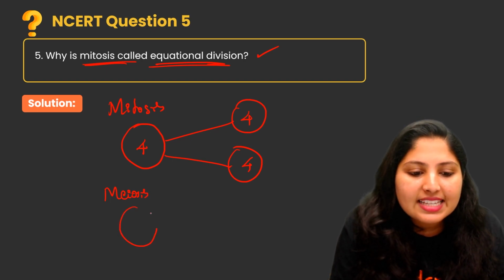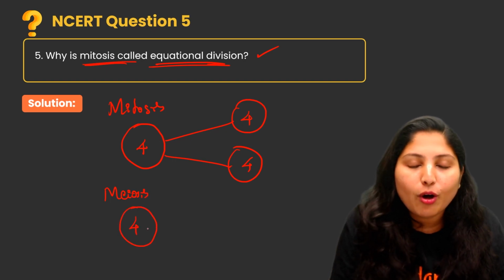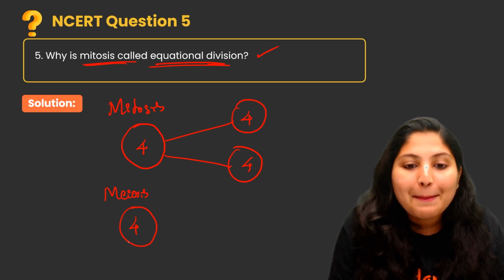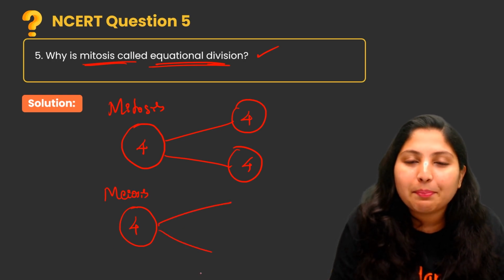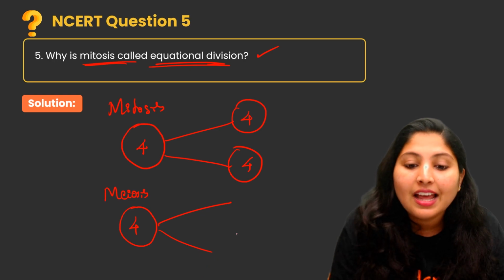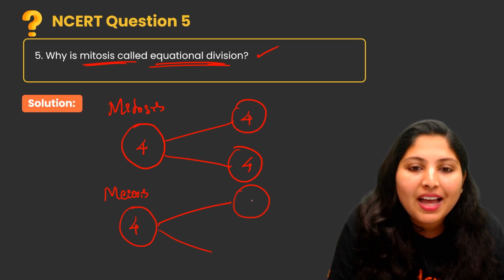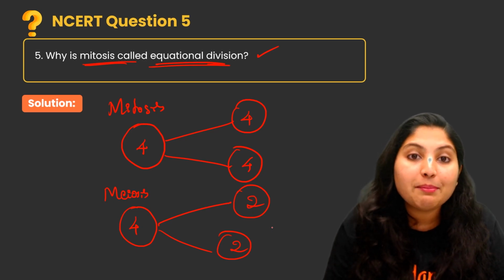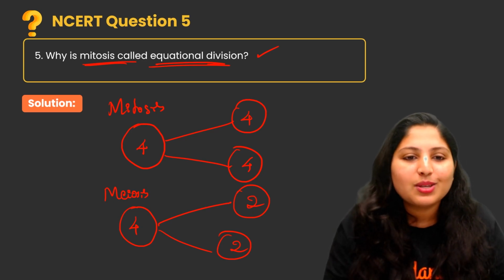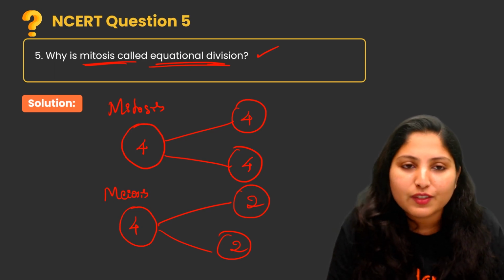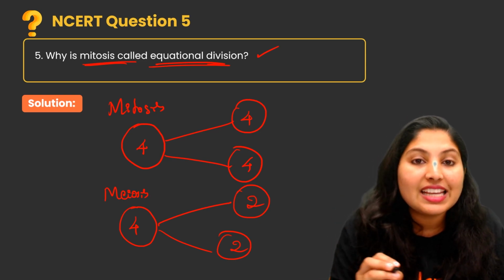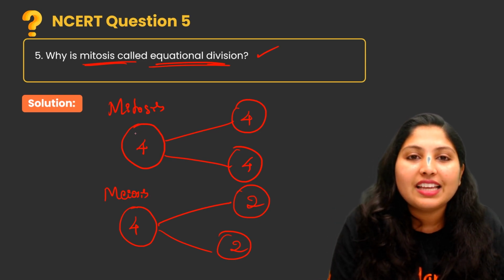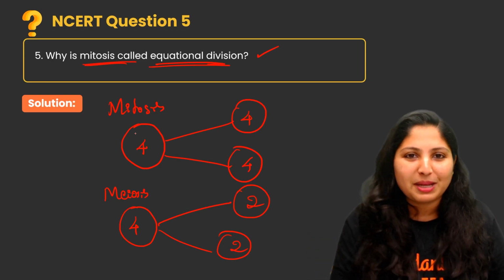The parent cell contains 4 chromosomes. But in the daughter cell, what happens? The chromosome number becomes half, right? The chromosome number becomes half or reduced. So that is known as reductional division. In mitosis, we see equational division. That means there is no change in the chromosome number.